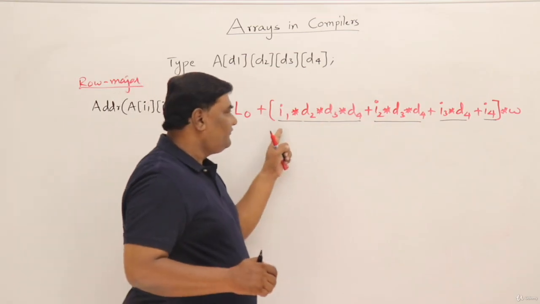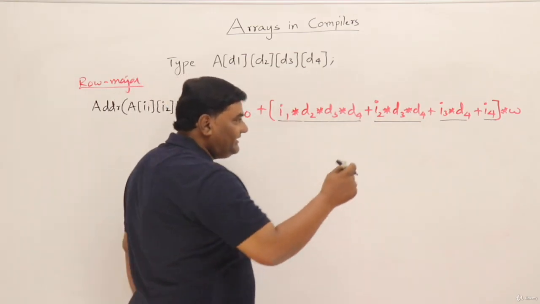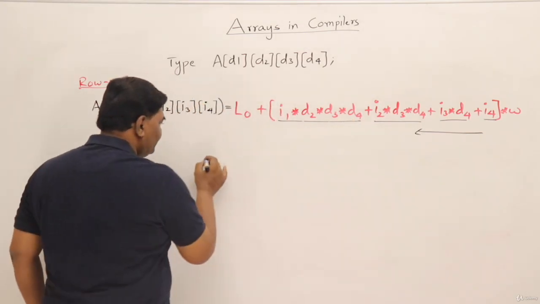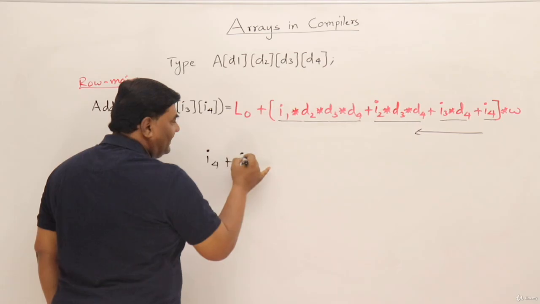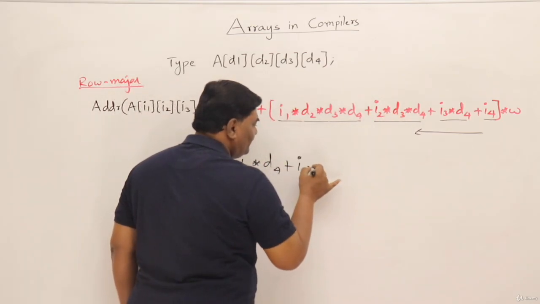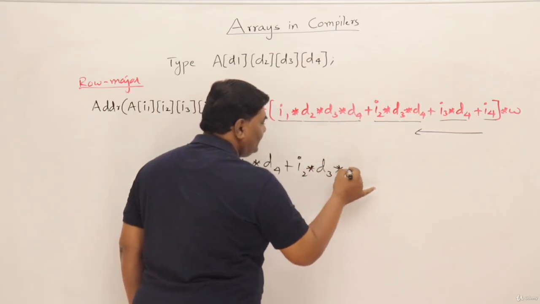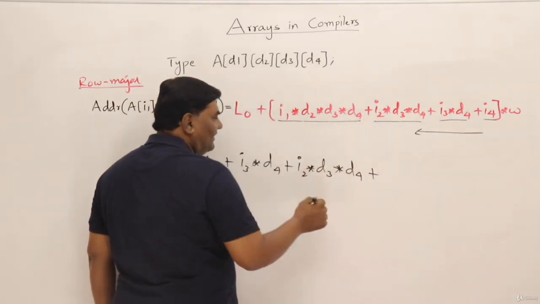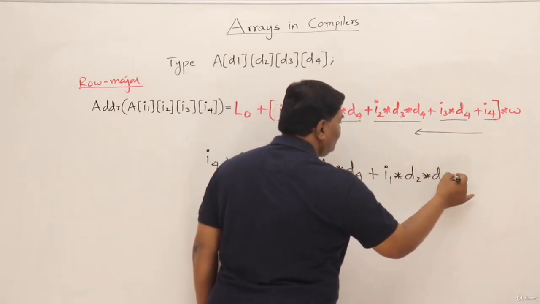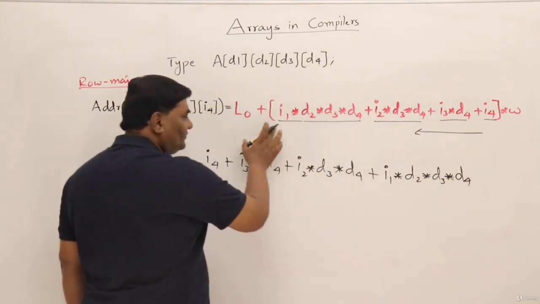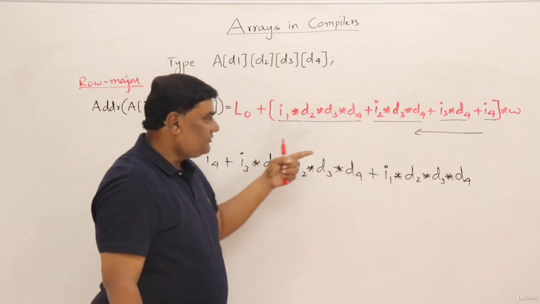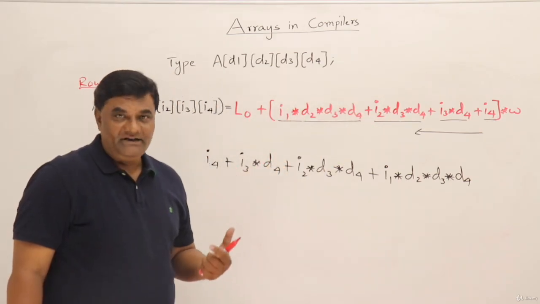I will take only the portion of the formula that is inside the brackets and I will write the formula from right towards left. This is the row major formula. I am just writing it in reverse. So this is I4 plus I3 into D4 plus I2 into D3 into D4 plus I1 into D2 into D3 into D4. So I have taken only the portion of the formula that is inside the brackets and I have written it from the last term onwards so that we can reduce the number of multiplications.